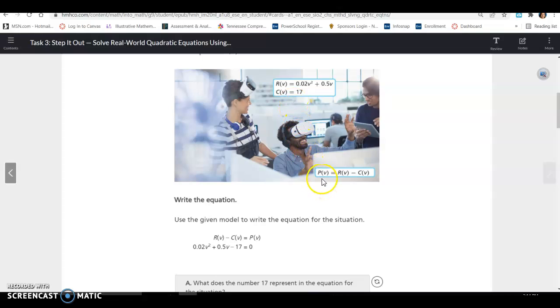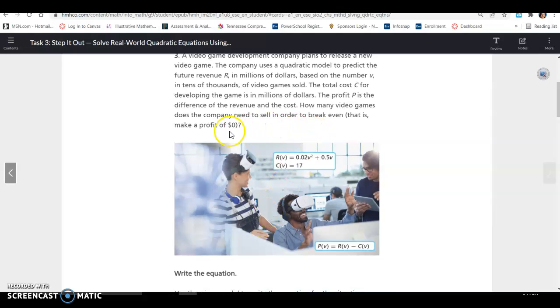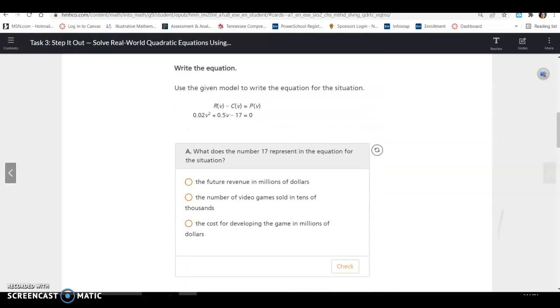All right, so again, the profit is the revenue minus the cost. So it says write the equation. Use the given model to write the equation for the situation. So they're taking R of V, which is given here, and then minus C of V, which is 17. So R of V minus C of V equals your profit, and we want it to break even. So again, it says that we want it to equal 0.